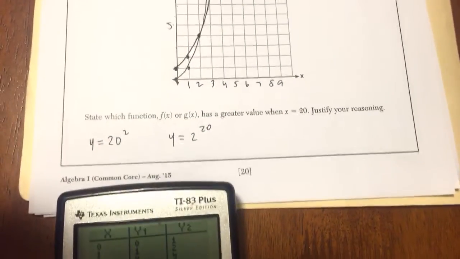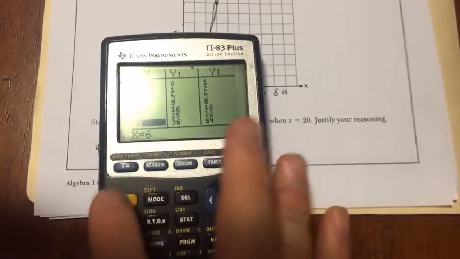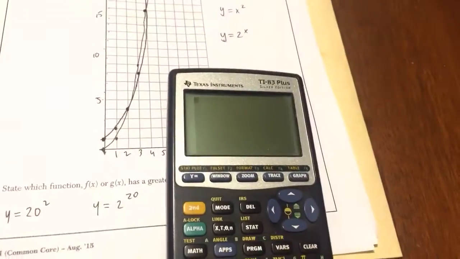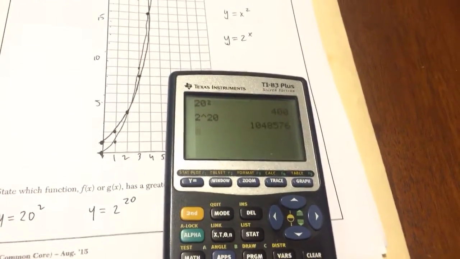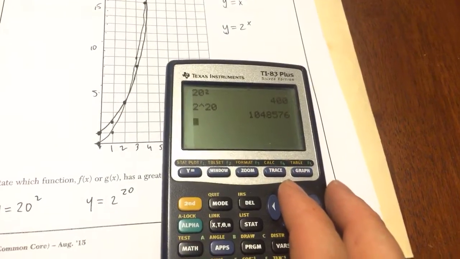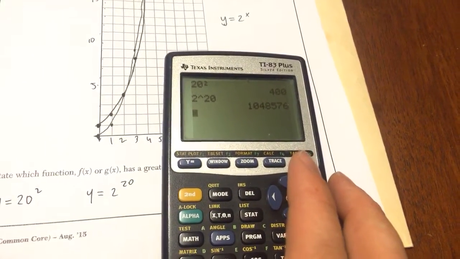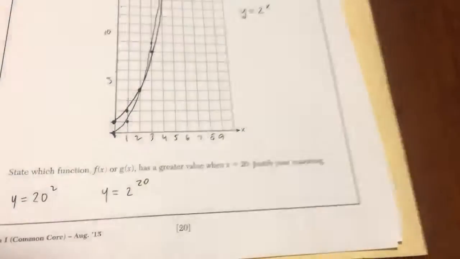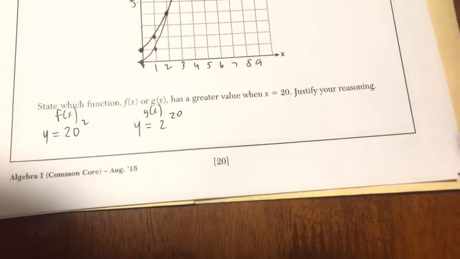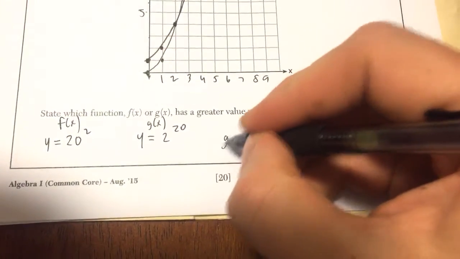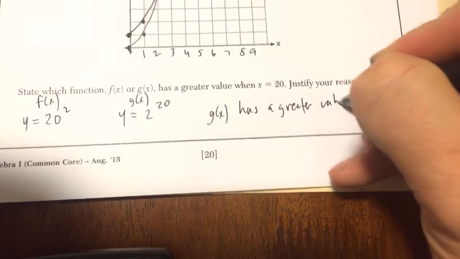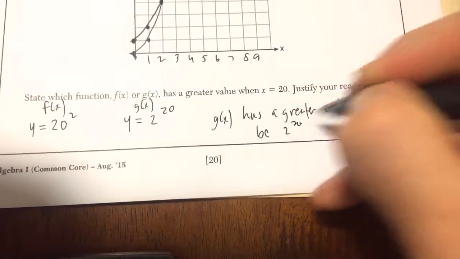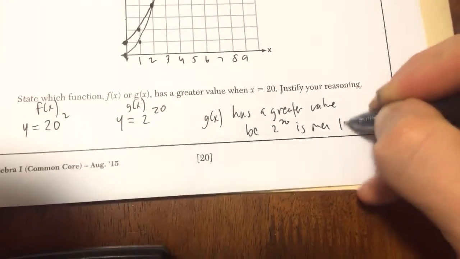So what I'm going to do is simply put both of those values into my calculator. I'm going to do 20 squared, and then I'm going to do 2 to the 20th power. Notice 2 to the 20th power is over 1,000,000. So this was my g of x, and this was my f of x. Justify your reasoning. I would just say g of x has a greater value because 2 to the 20th is over 1,000,000.